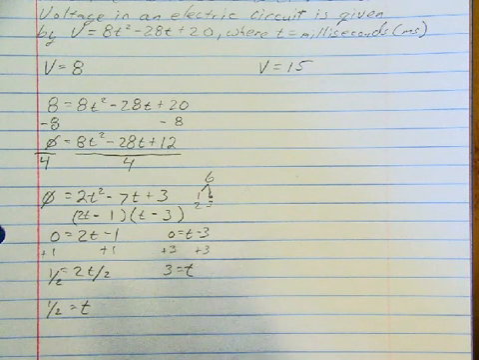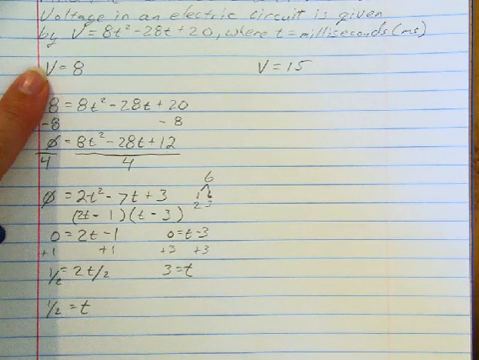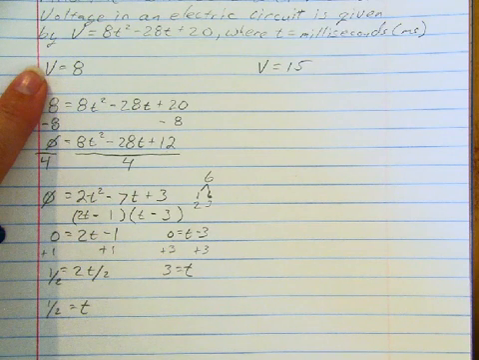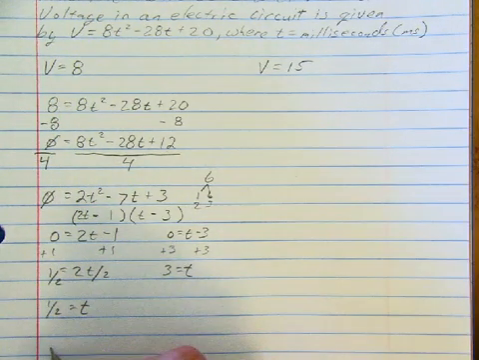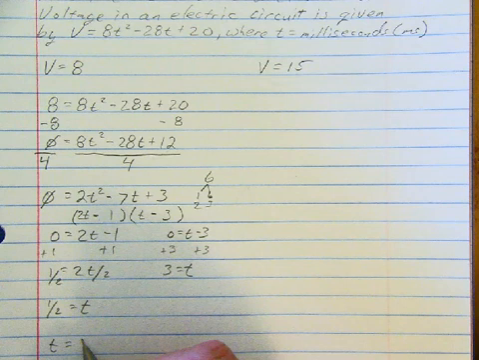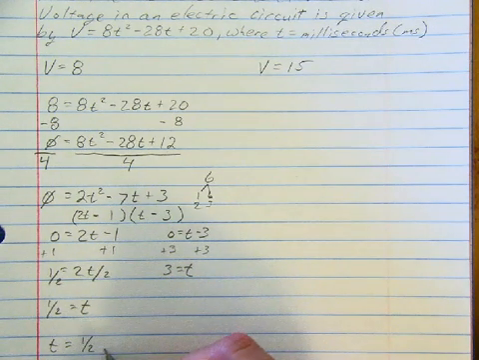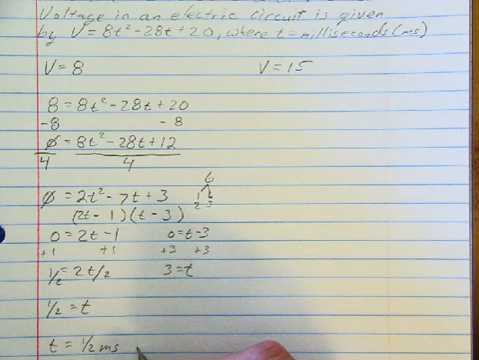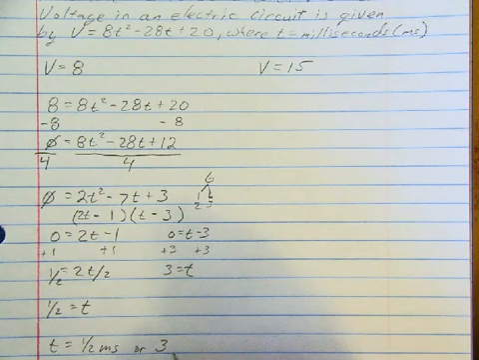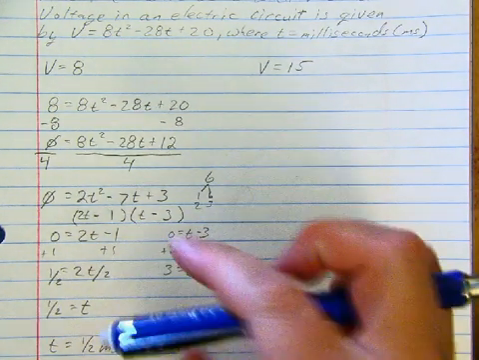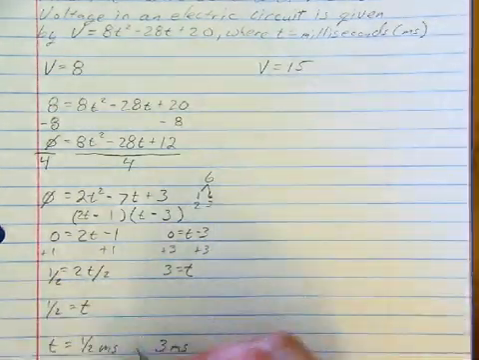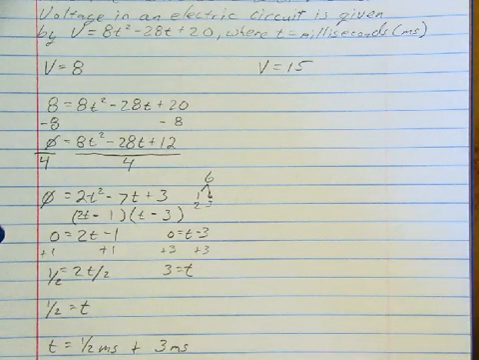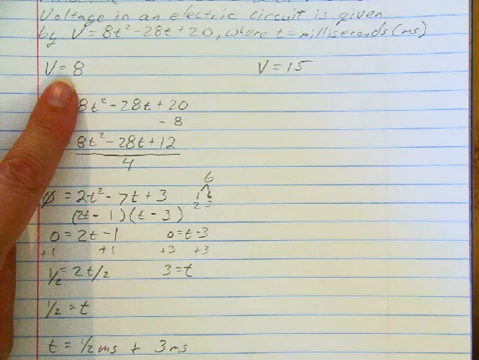So then for v equals 8, we end up getting our two answers to be t equals 1/2 millisecond and 3 milliseconds. I'm actually going to put an and there instead of an or. Okay, so those are our two roots for v equaling 8.